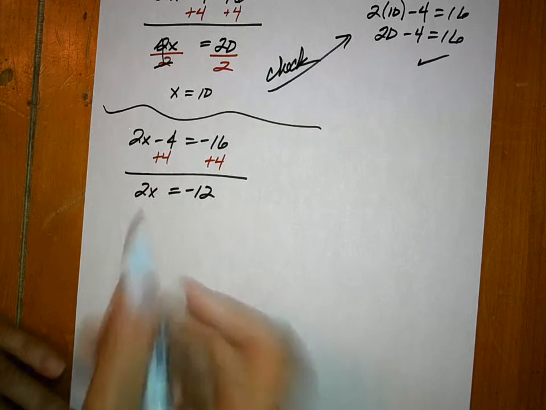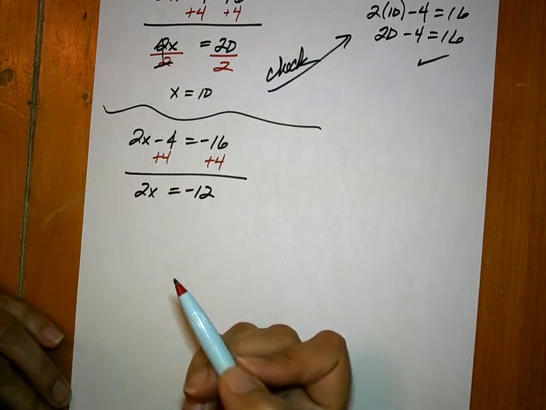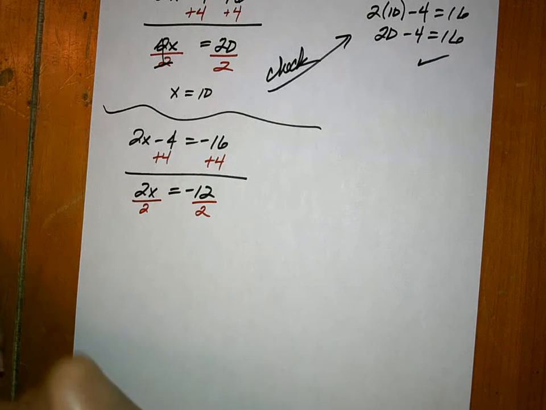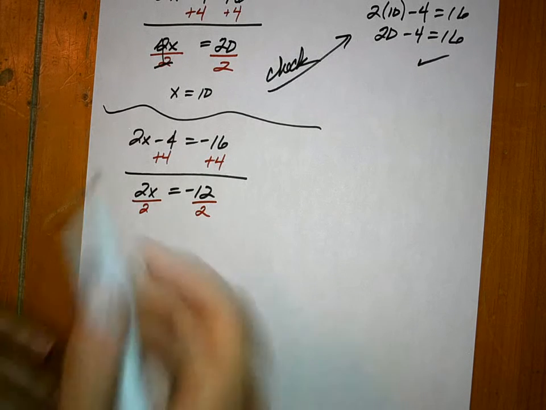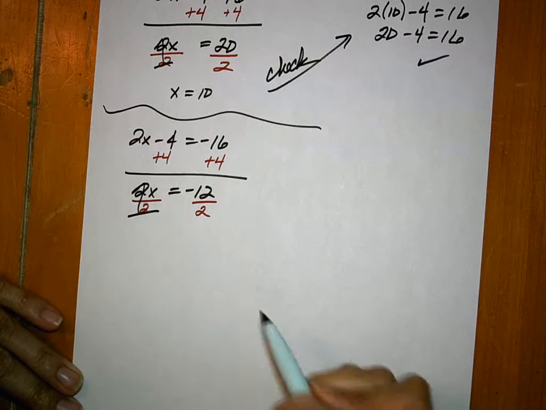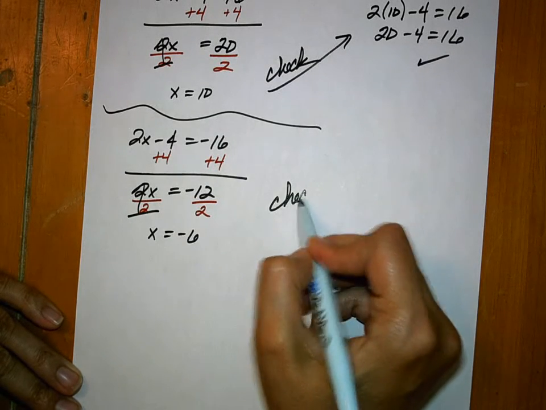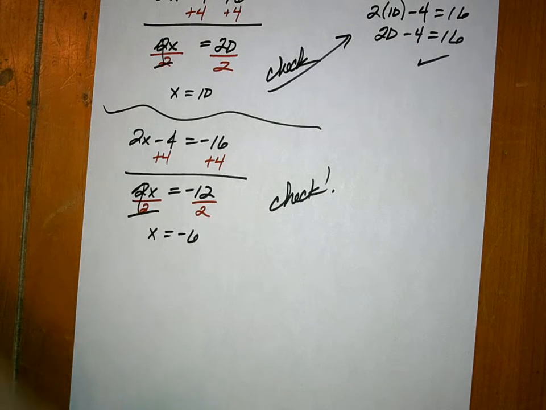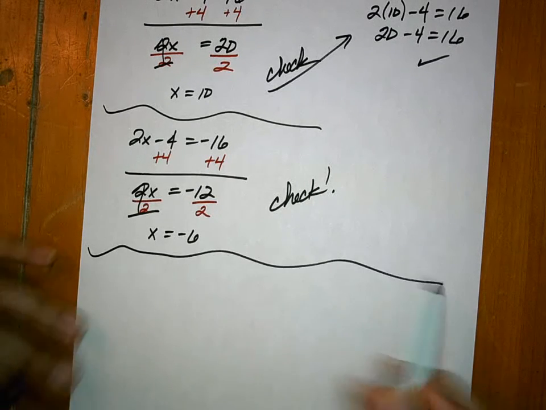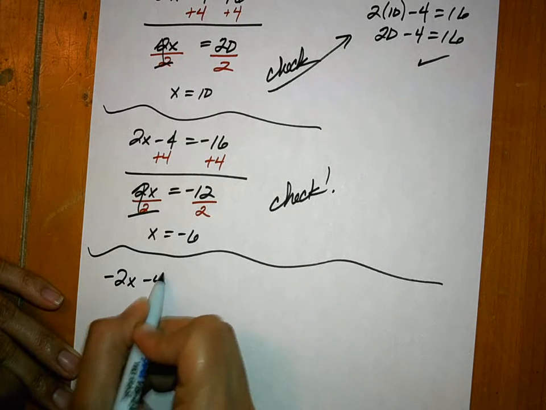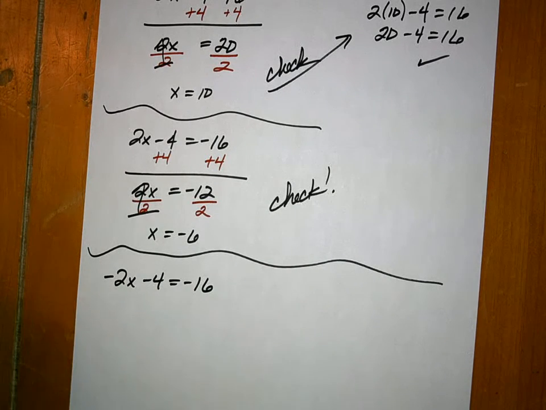Okay, we see multiplication here, times the variable, 2 times x, so we need to do the opposite, which is division. Divide both sides of the equation by 2. 2 divided by 2 is 1, and we are left with x equals -6. Check your answer. Okay. And our last one for the day, I am just going to put in negative everywhere. So -2x minus 4 equals -16. Let's see how that changes this.